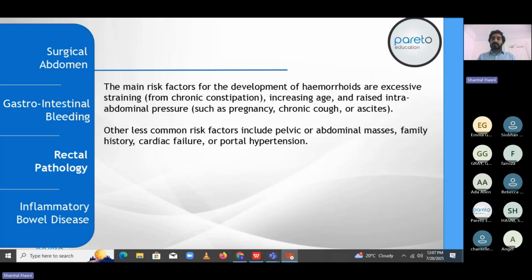Other less common risk factors include pelvic or abdominal masses. Obviously, they have a pressure effect, venous congestions, and those venous congestions come into the vascular cushions as well. And family history, cardiac failures, and portal hypertension. Portal hypertension would cause rectal varices and all the way across coming down into the vascular cushions. That's how you get hemorrhoids as well.